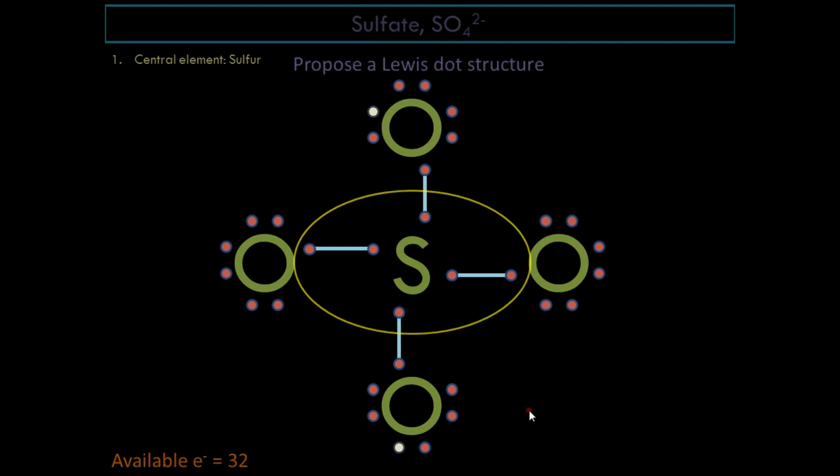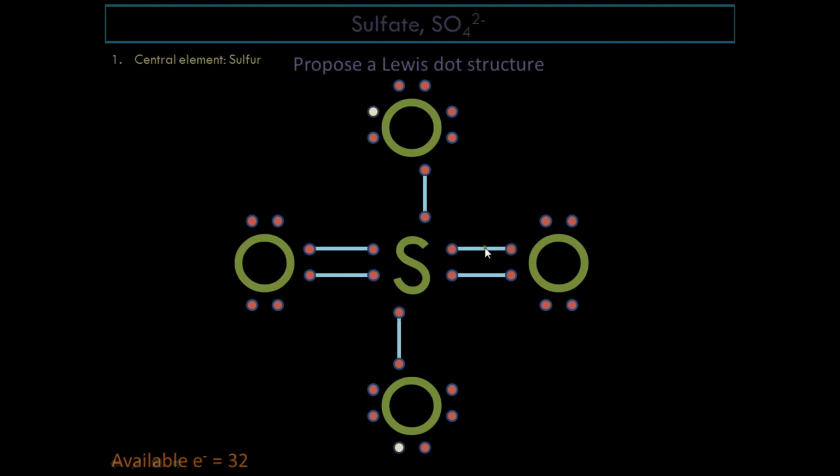Next, we can have a structure with a double bond. What we did is we took the lone pair and placed it here. So here, 1 double bond and 3 single bonds. We can also try to have 2 oxygens forming 2 double bonds with the central atom sulfur. Next, we can have 3 double bonds, or all of them forming a double bond. So which one is the correct structure?